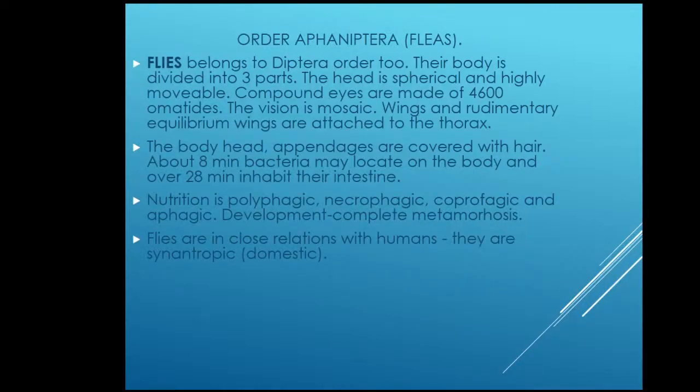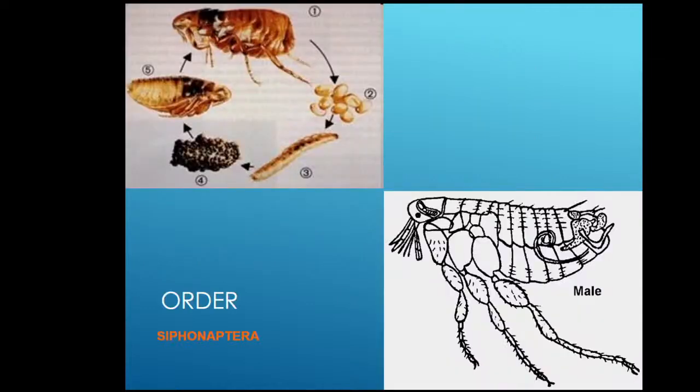Next is the order Aphaniptera or Siphonaptera. These are fleas. This is the order Siphonaptera or Aphaniptera. These are temporary human ectoparasites. For fleas, indirect development with complete metamorphosis is characteristic.